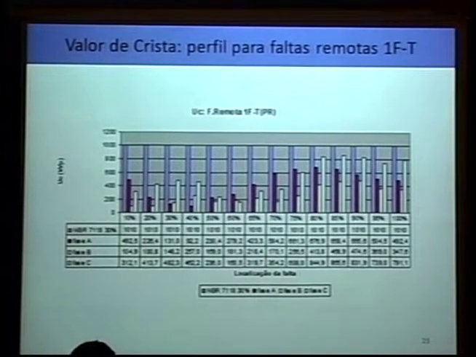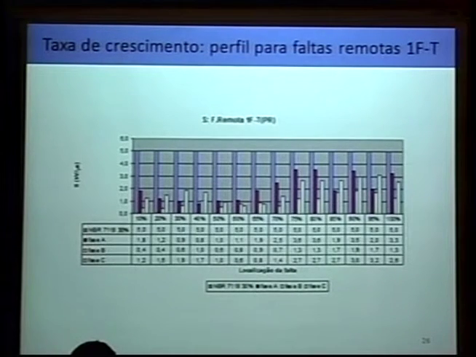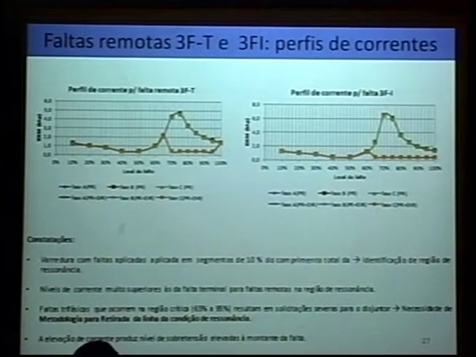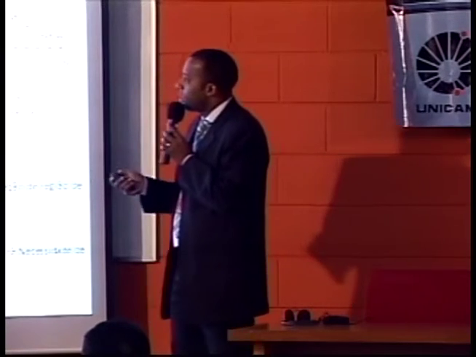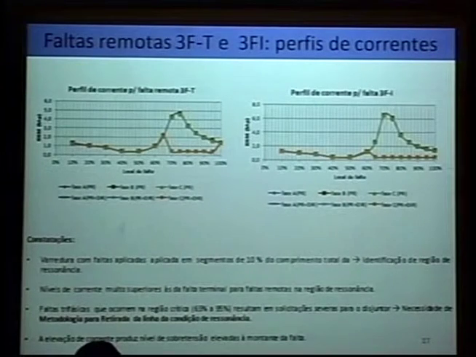This graph shows the profile for the crest value. As I mentioned before, both the first reference voltage and the crest value and the reference growth are within the standardized values. In these two graphs, I present the current that was obtained, varying the fault from the generating terminal to the receiving terminal for three-phase ground faults and three-phase isolated faults.